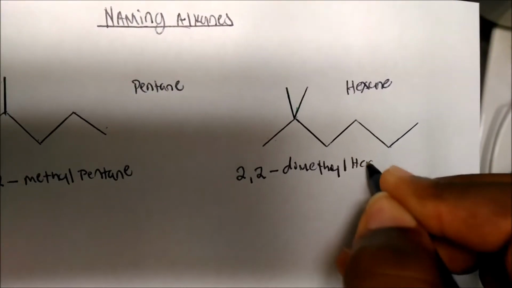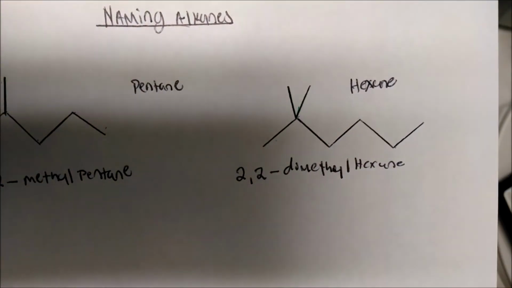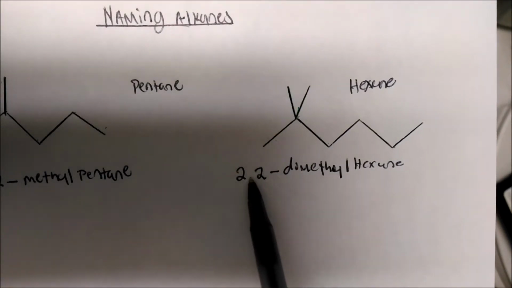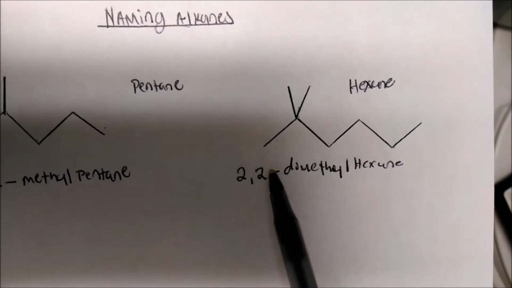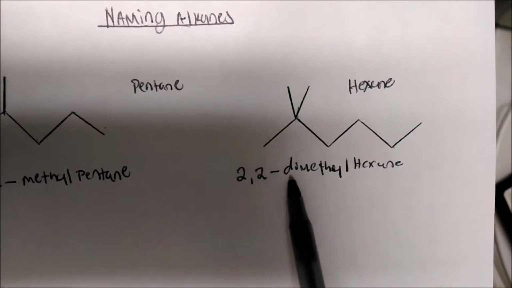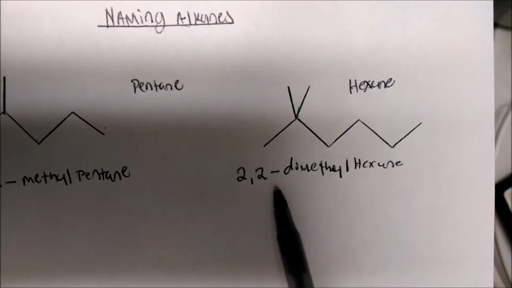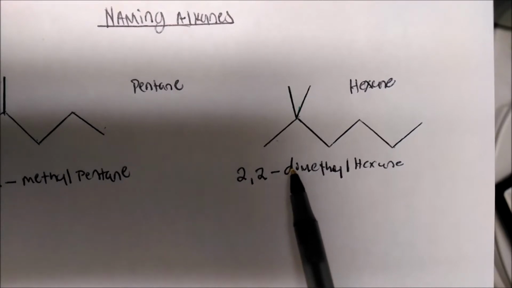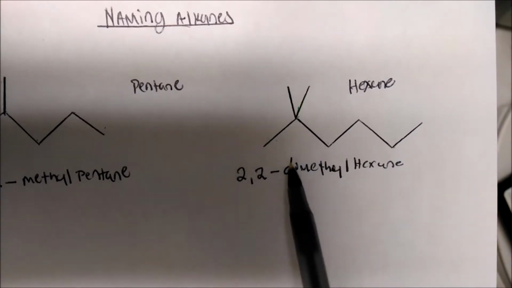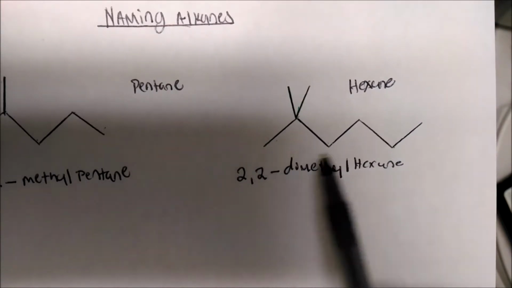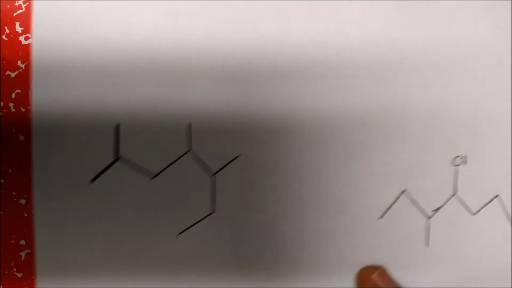Hexane. Again, notice I gave each one of my substituents the number 2. So keep in mind that we use a prefix to simplify things if we have 2 of the same things or 3 of the same things. So if I had one more methyl bonded to this carbon, then it would be 2,2-trimethyl. All right. Let's look at the next one.